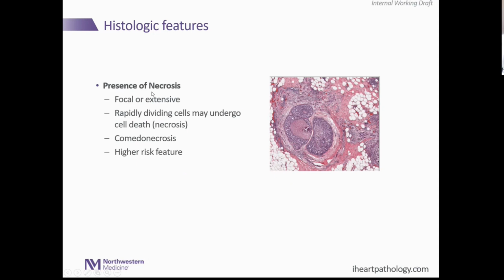We also look for whether there's the presence of necrosis and if that is focal or extensive. So what necrosis means is cell death. If cells are dividing rapidly, they may undergo cell death or necrosis. So if we do see necrosis, that is considered a higher risk feature.